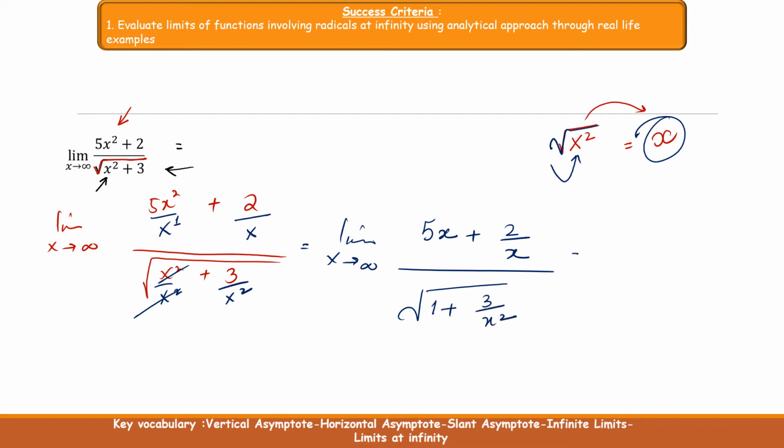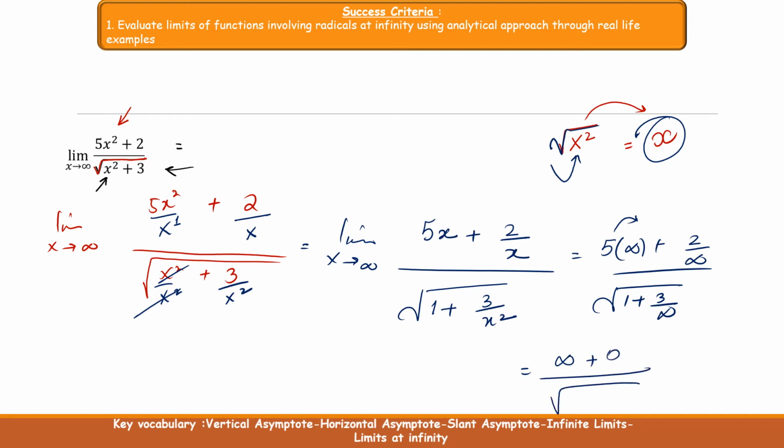Apply the limit. It will be 5 times infinity plus 2 over infinity over square root 1 plus 3 over infinity. 5 times infinity will give us infinity. 2 over infinity, 0. Square root 1 plus 3 over infinity, 0. Now infinity up, down a number. So it will give you infinity.